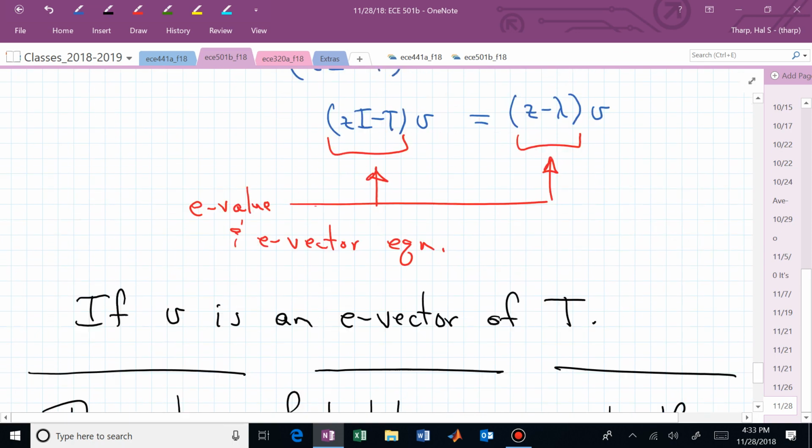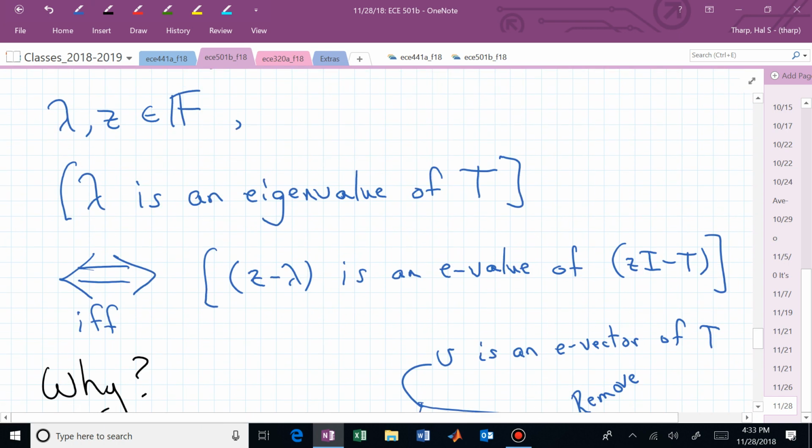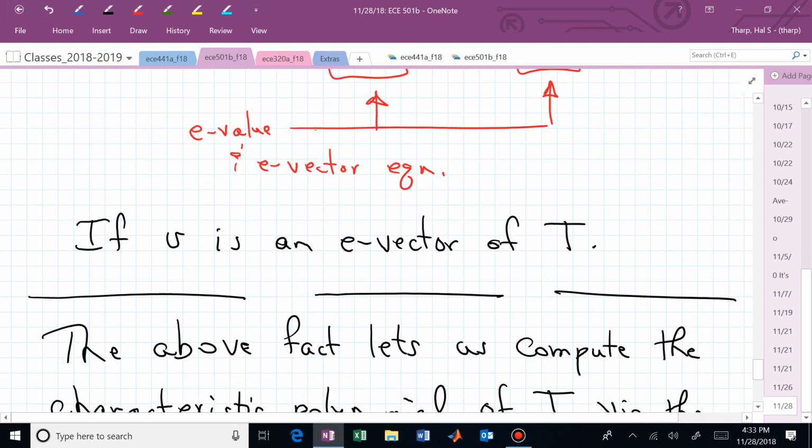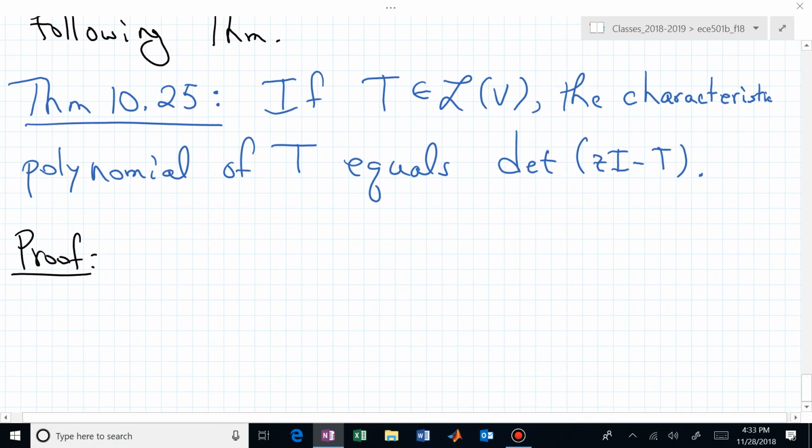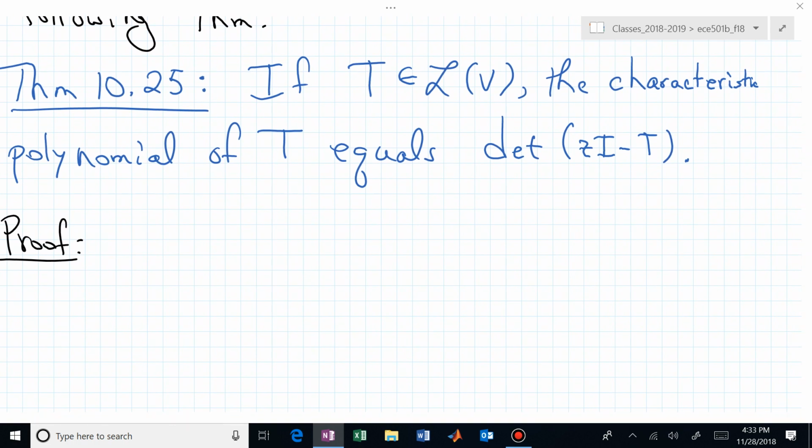And we're actually going to use this if and only if relationship. Yes? So z is a scalar, but it's a variable. We haven't really said anything about what it is in this theorem. We haven't called it a fixed scalar. z is now a variable, but it's a scalar variable. And z is going to scale this identity operator.